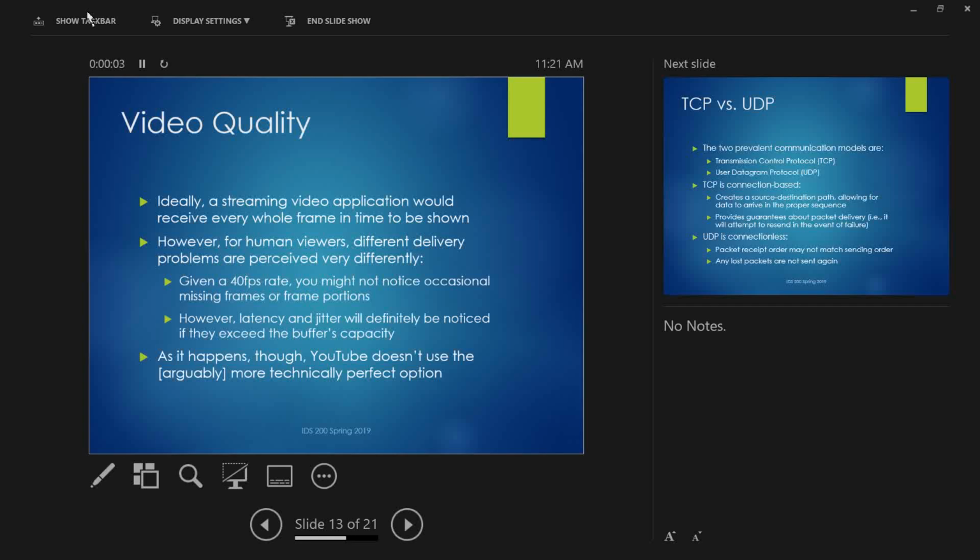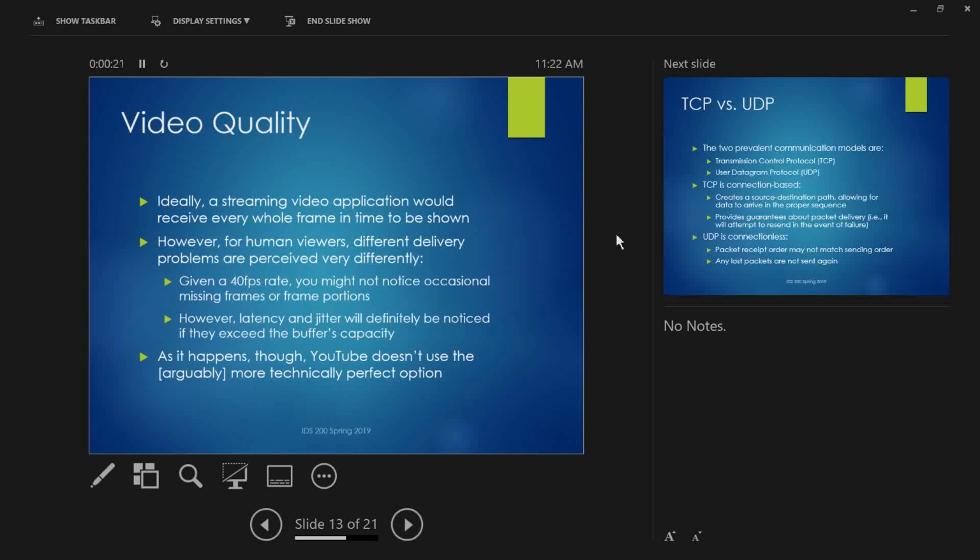So, video quality, right? Ideally, if you're doing streaming video like YouTube, the video receives every frame in time to be shown. So if you're doing 20 frames per second, every frame should arrive within 0.05 seconds, so you get one right after the other, and keep showing them as they appear.